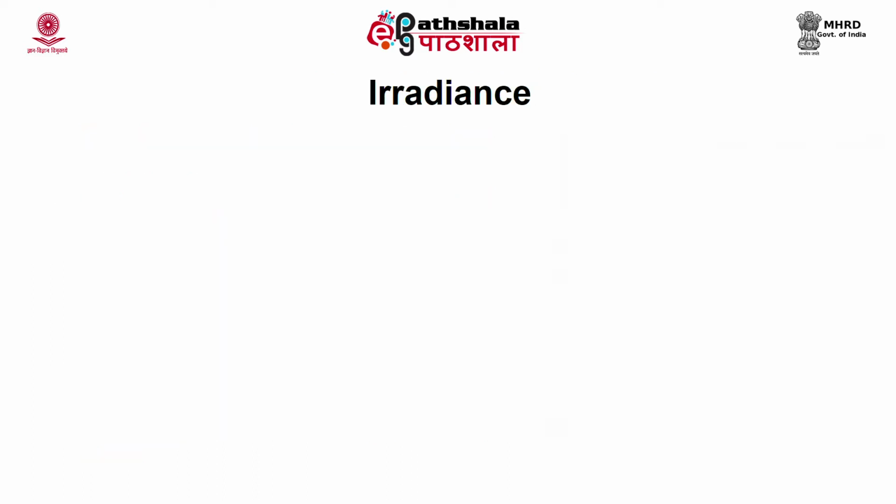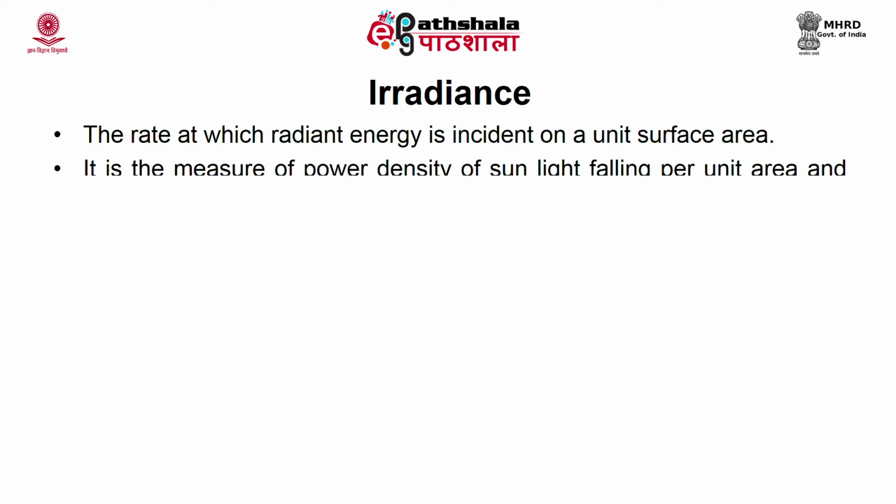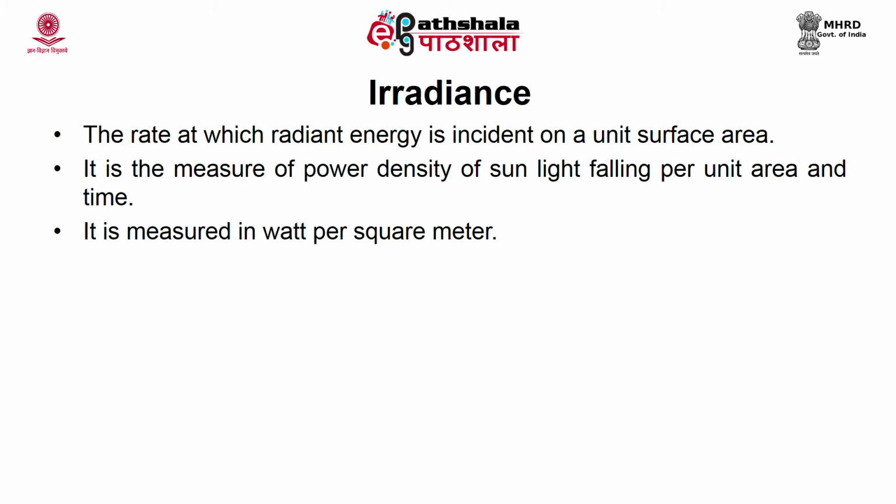What do you mean by irradiance? It is the rate at which radiant energy is incident on a unit surface area. It is the measure of the power density of sunlight falling per unit area and time. It is measured in watt per square meter. Normally the heat energy is measured in joules or the unit of power is joule per second.